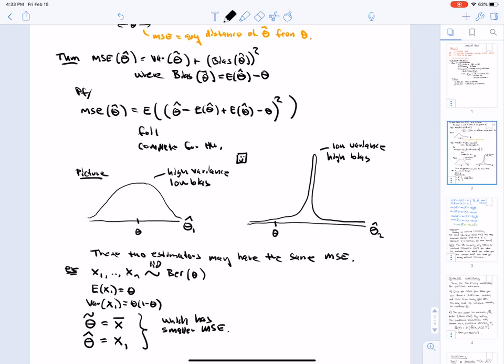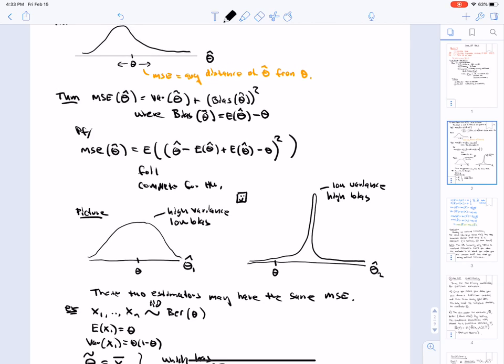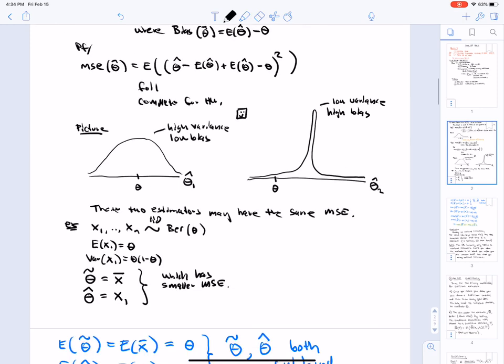So the picture is basically a bias-variance trade-off here, where you can have two random variables with the same MSE, one with high variance, low bias. That's the first picture here. The first picture is centered at theta, but it's quite spread out. Or you can have low variance, high bias. So here the variance is quite small, but it's focusing on the wrong theta.